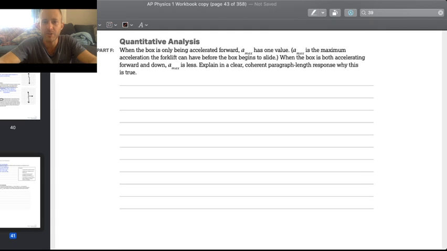I like that question. Very good. Pay attention to this one because I think this is a good question. So what I would say, we know that the maximum value for static friction is equal to mu static times normal force.